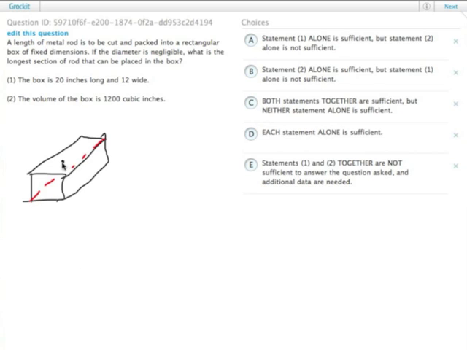So from the top back to the opposite front corner. In order to find that diagonal, we need the dimensions of the box, all three dimensions. Statement 1 gives us that it's 20 inches long and 12 inches wide, but it doesn't give the third dimension, so that can't be sufficient, and neither can answer choice D.